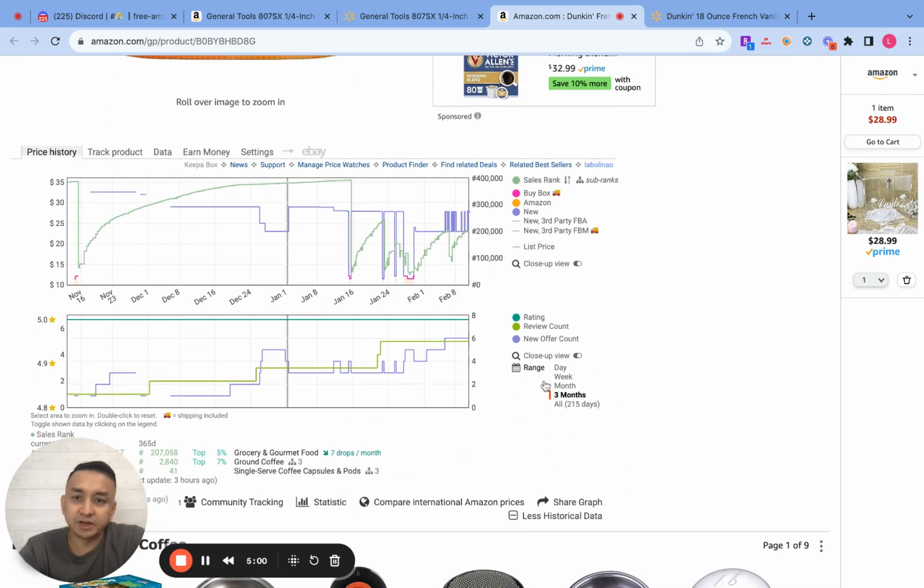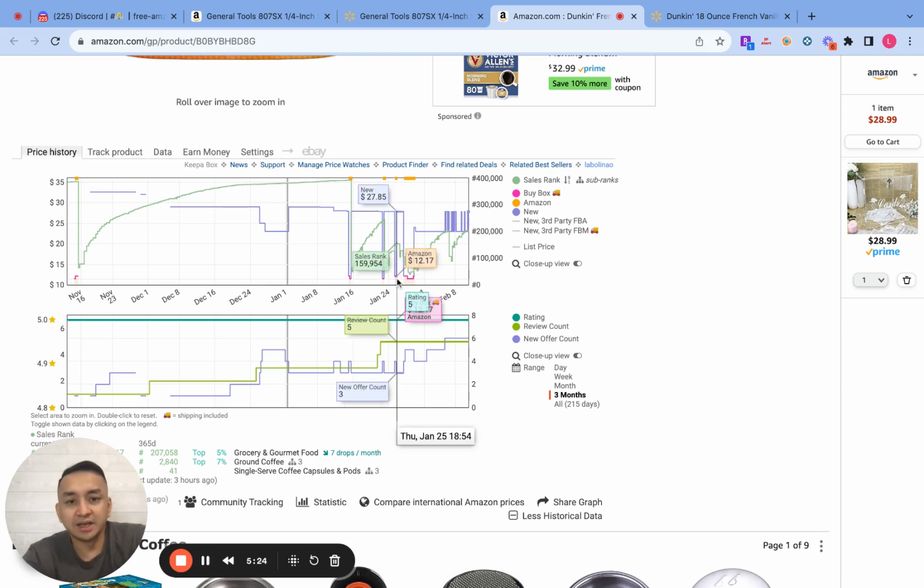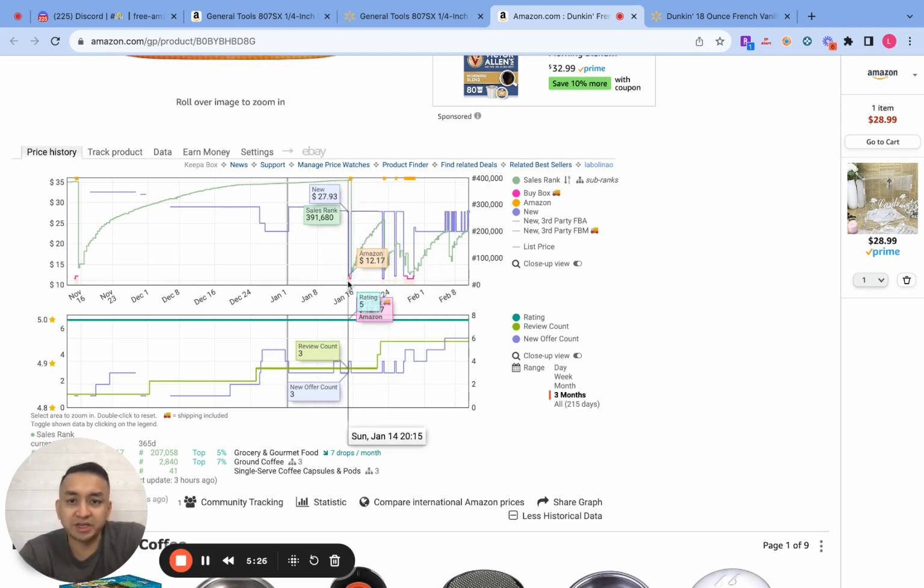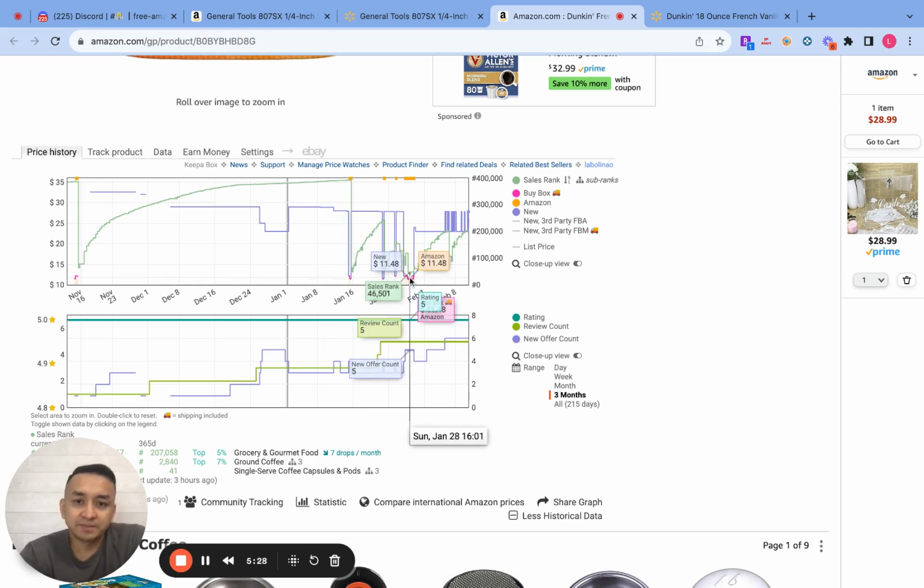As far as the Keepa chart, the price is kind of all over the place. If you look here, it started at like $29 back in December, and then now it's dropping down to, well, it dropped here because Amazon jumped on the listing. So this is going to be another risk for you guys. Amazon jumped on the listing and they dropped the price to like $12, right?